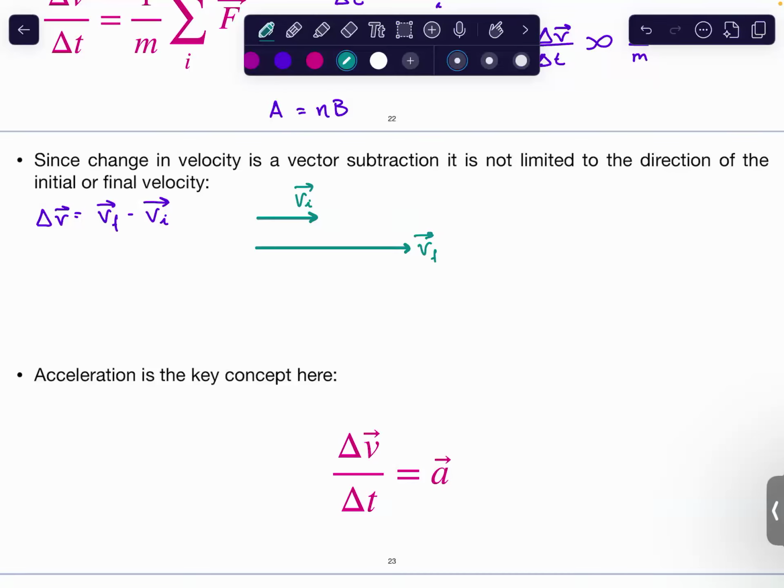Now, how would we represent delta V graphically? Maybe it's the difference between them. Right, so we're gonna get the difference between them, but let's just do it graphically. So your delta V is gonna be that. But it's also a subtraction. So your velocities don't always have to be going in the same direction.